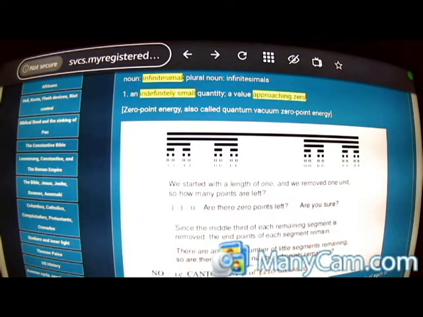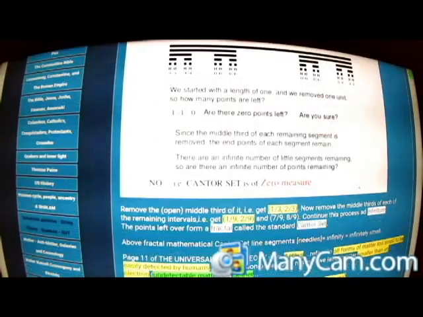Anyway, below that I put: remove the open middle third of it, i.e. get 1/3, 2/3. Now remove the middle thirds of each of the remaining intervals, i.e. get 1/9, 2/9, and 7/9, 8/9. Continue this process ad infinitum. The points left over form a fractal called the standard Cantor set.